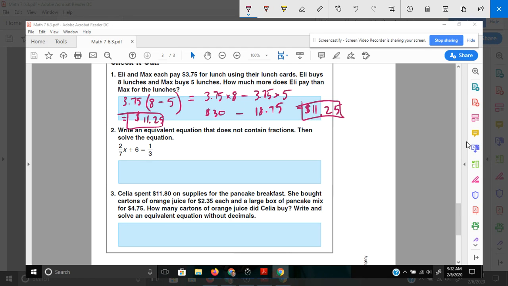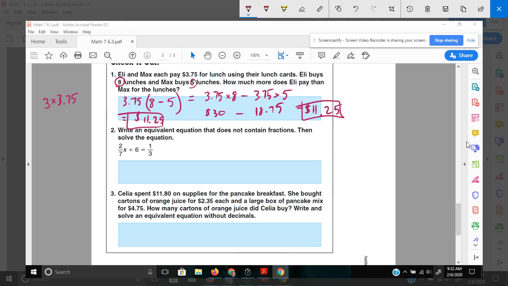Okay, now you could do that a different way as well. You could just look at the beginning and say, okay, Eli buys 8, Max buys 5, he buys 3 more. So you could just take 3 times the 3.75 per each lunch, and you would get the same answer. Multiple ways to do that.